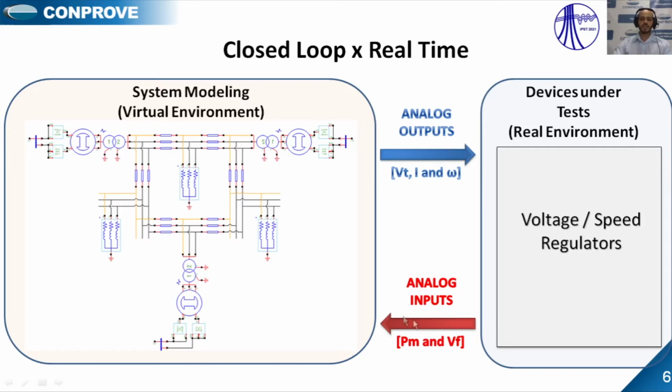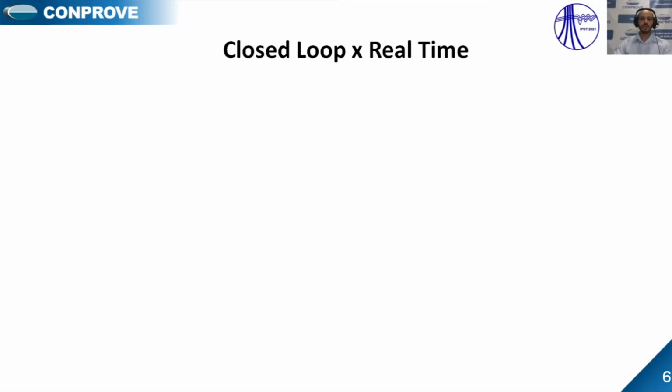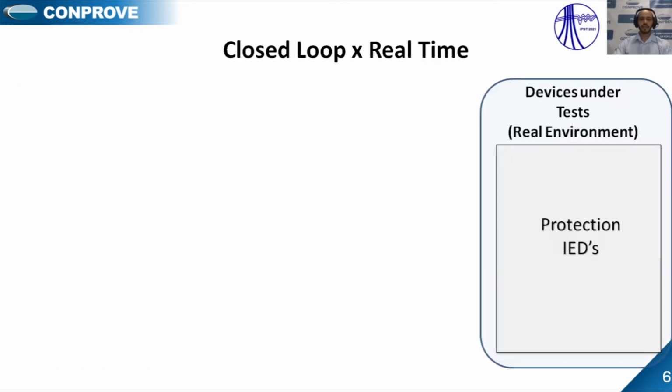This condition is an analog signal. These signals change all the time and the tests have to be done in a real-time condition. But when we test a device that is a protection device, a protection IED, it's a different condition.